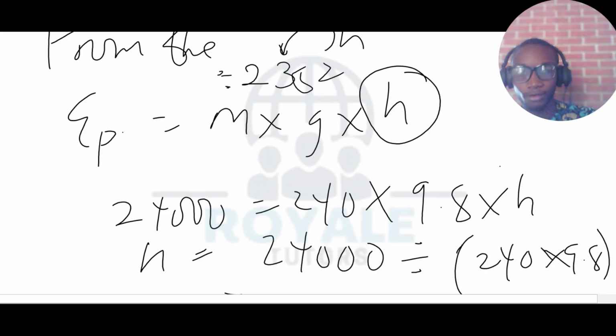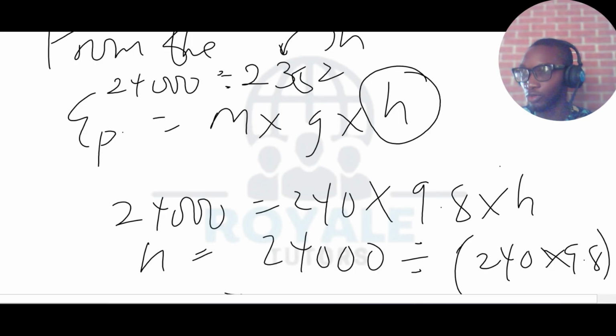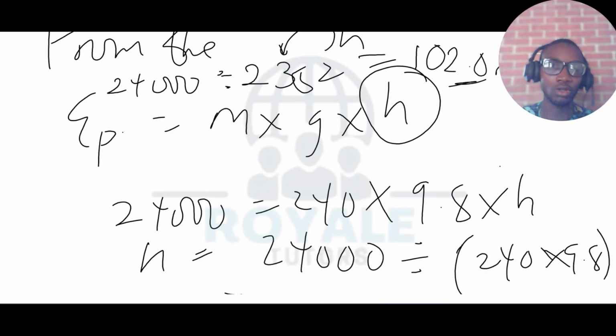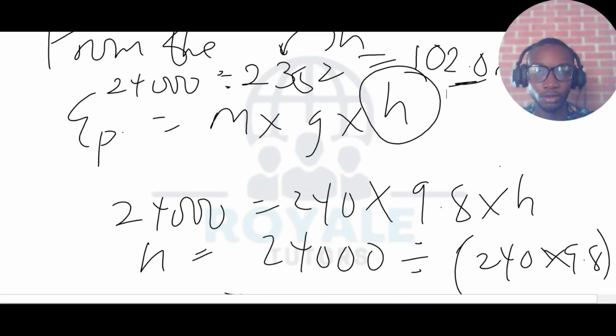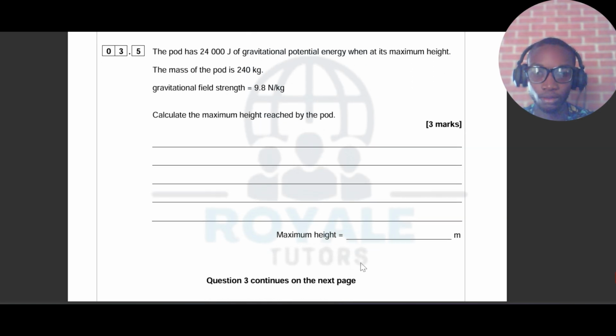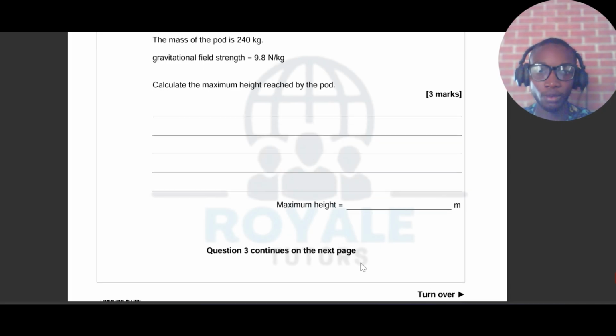So you have 24,000 divided by 2352, and that is equal to 102.0 meters. So the height is 102.0 meters. So our answer here is 102.0 meters.